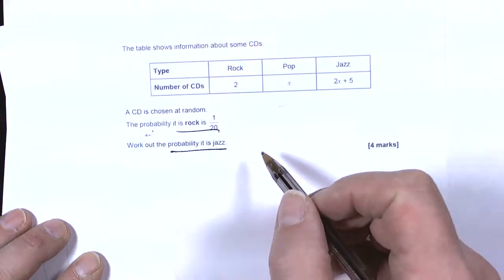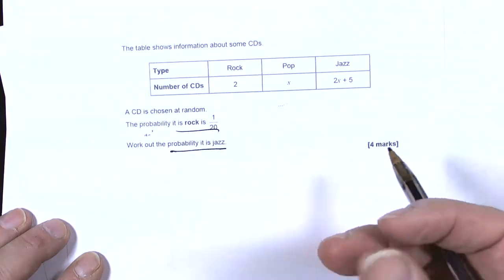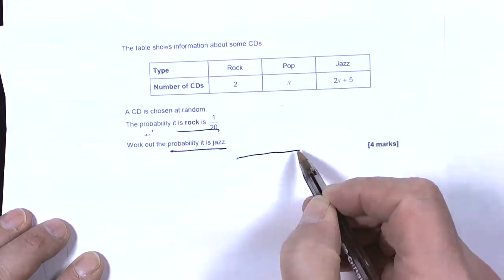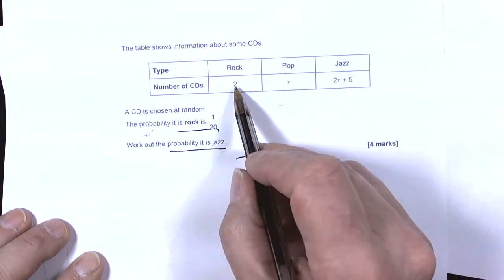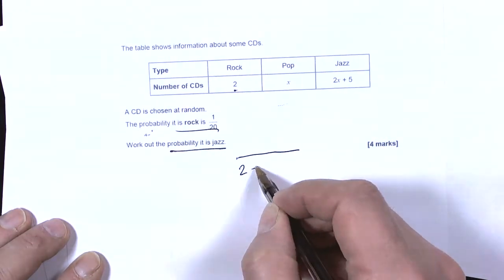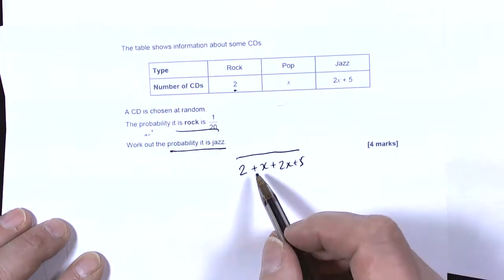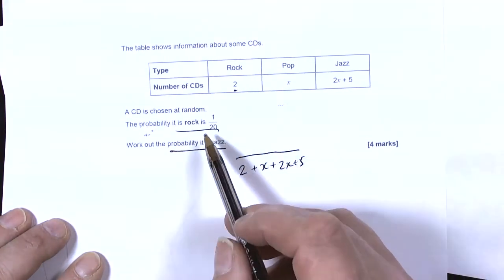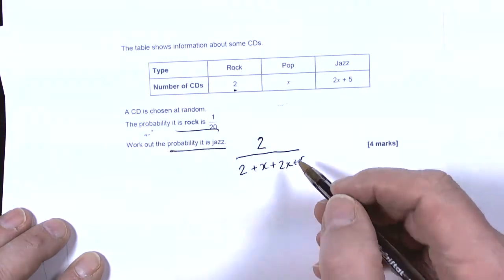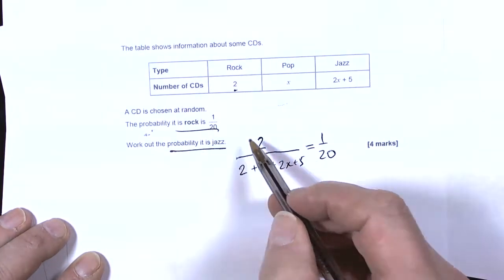We know that probability is all about a fraction really. It could be written as a decimal or percentage but technically a fraction. And we know on the bottom of that fraction we're going to need the total outcomes. So we can see from here that we have this number of CDs. So we have 2 plus x plus 2x plus 5, that's our total number of outcomes, and they're telling us that there were two rock ones, so the probability of getting a rock is 2 out of that total, and we know that that's equal to 1/20th, because that's what the information in the question has told us.